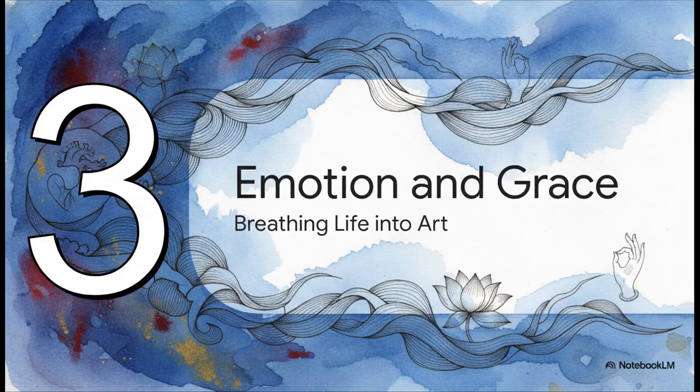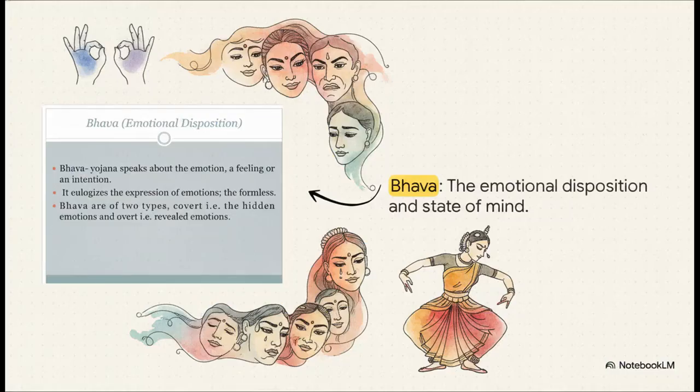Which brings us to Section 3, Infusing Emotion and Grace. This is where we breathe life into the art. So the third limb is bhava, and that is the emotional disposition or state of mind. Basically, this is the infusion of mood and inner sentiment into the artwork.